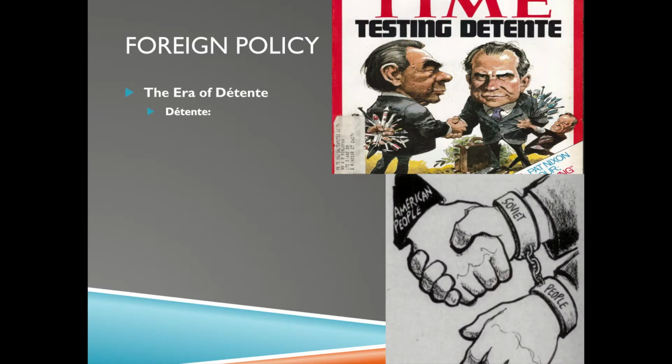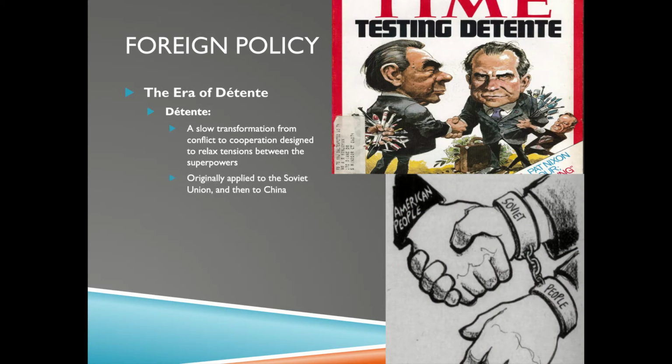All right, the next era is the era of détente. All right, a détente is a slow transformation from conflict to cooperation, designed to relax tensions between the superpowers. All right, this originally applied to the Soviet Union and then to China.